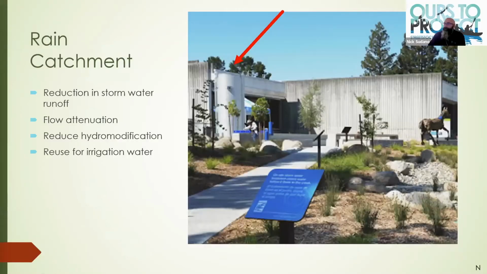Some other things you might see as part of a treatment train is rain catchment. Again, this is for flow attenuation. It's reducing the hydromodification. It's delaying the release into the receiving waters, which is helping with that. And so it also, in the summer months, depending on how much water is stored, it could help reduce the need for irrigation or allow some of the captured stormwater to be used for the irrigation of the LID features.